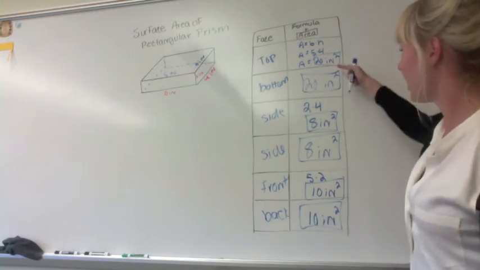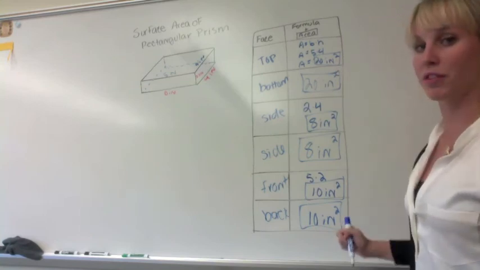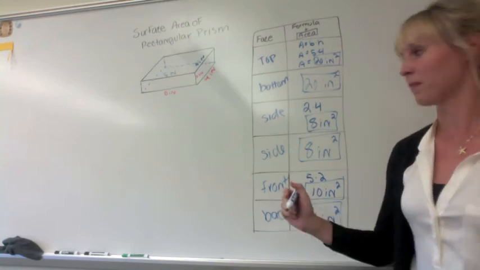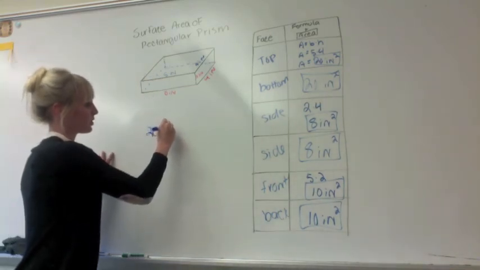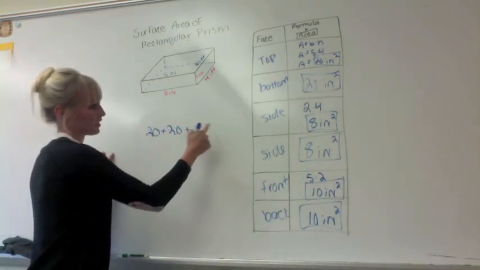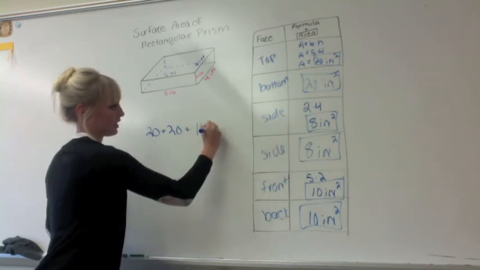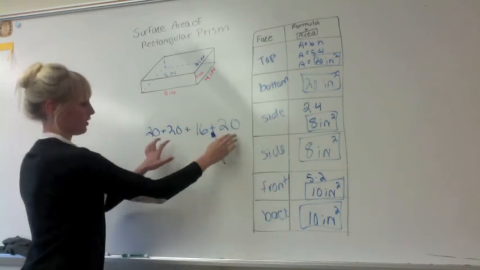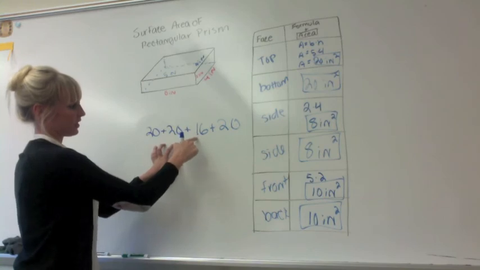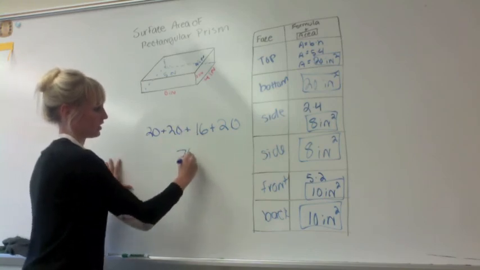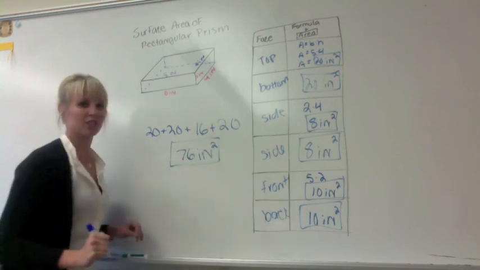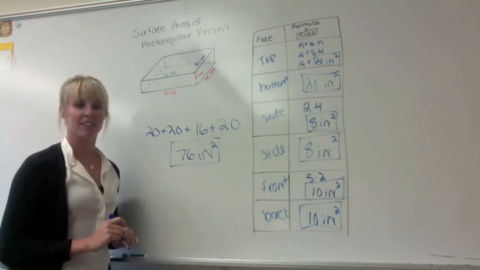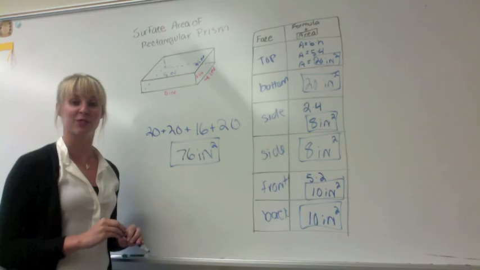So now let's add up all of these areas in order to find the total surface area of the figure. So we have to add 20 plus 20 plus, I'm just going to add these two, 16 plus 20. These 3 20s are 60 plus 16 is 76. So the total surface area is 76 inches squared. And this is how you find the surface area of a rectangular prism.